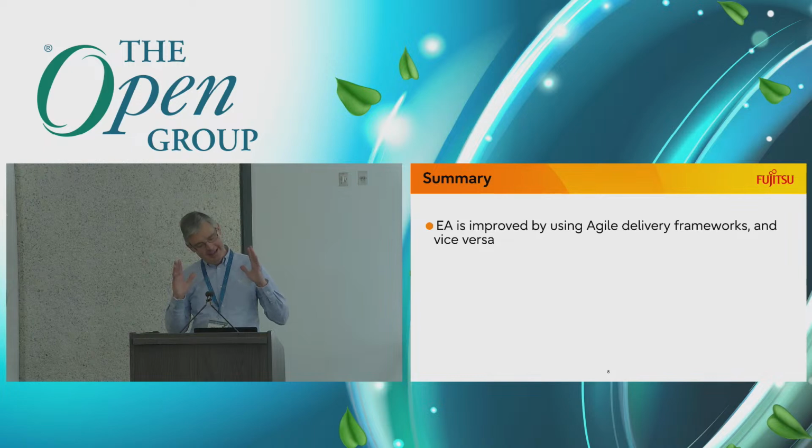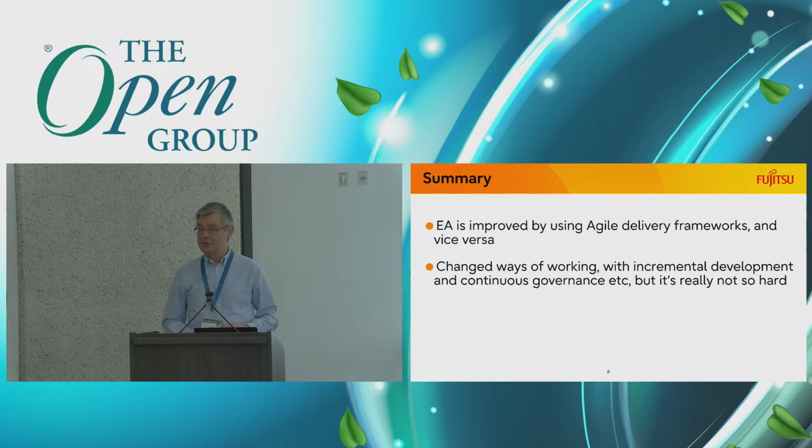So, EA is improved by using agile delivery frameworks and vice versa. It does mean some changed ways of working if you've not done this before. Now, talking about this now, most of us will have experienced this.